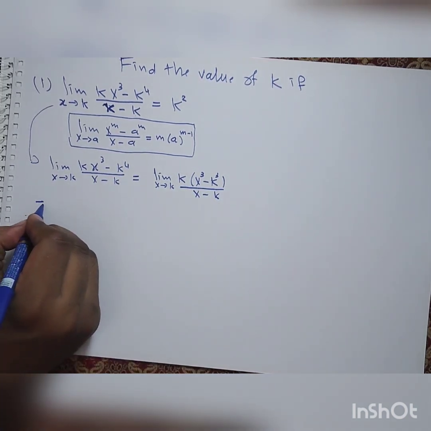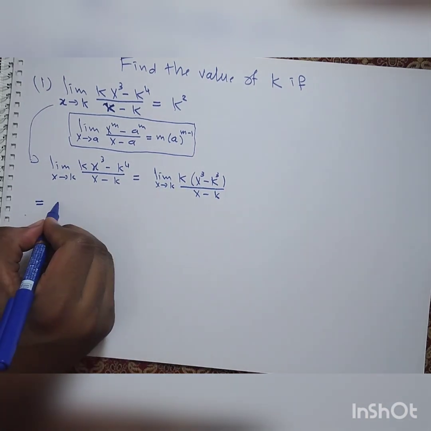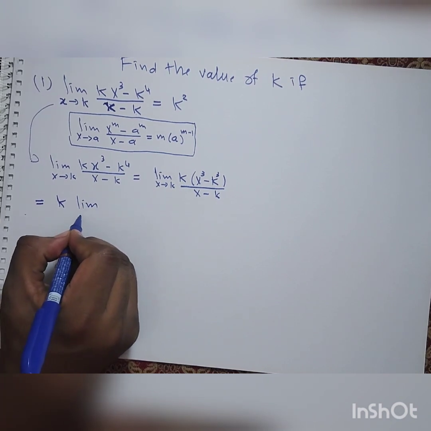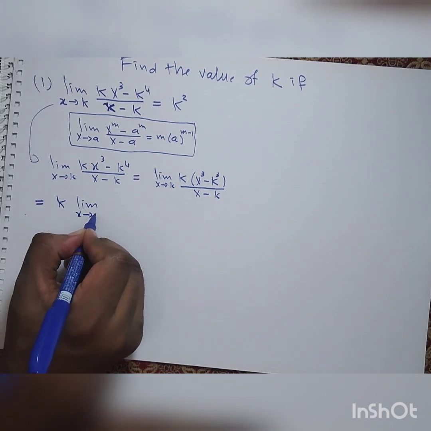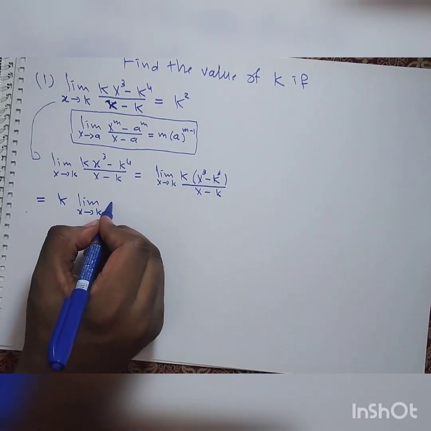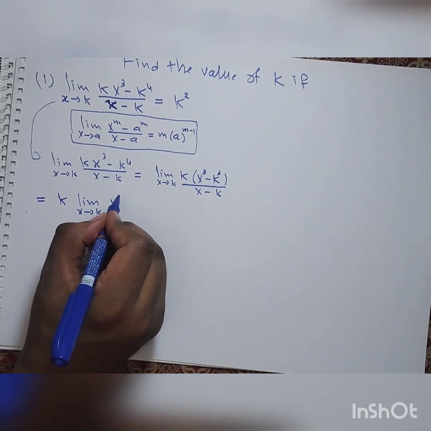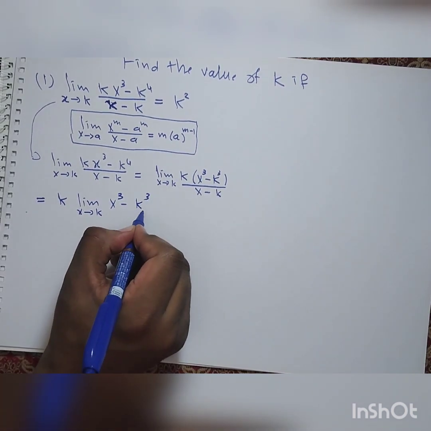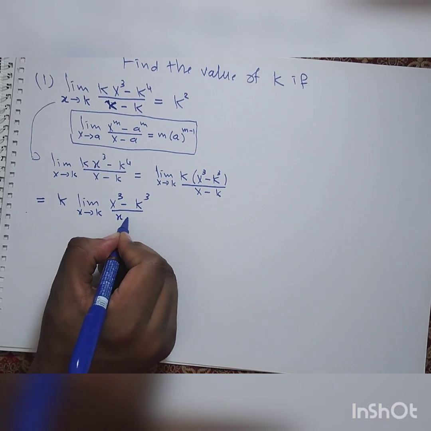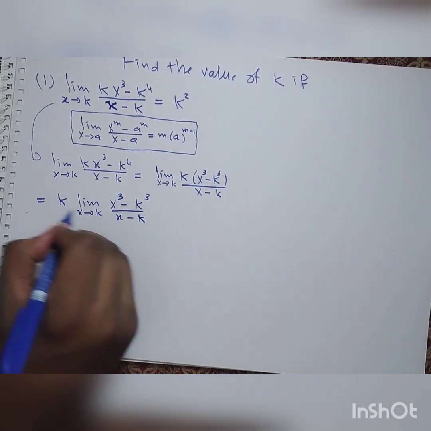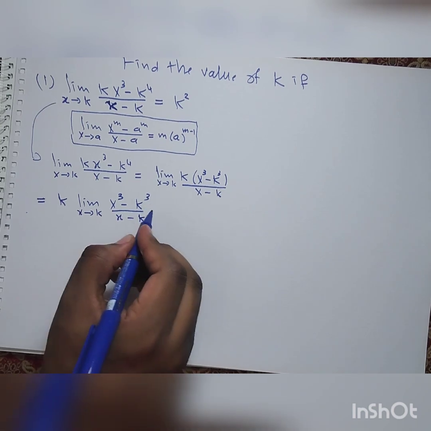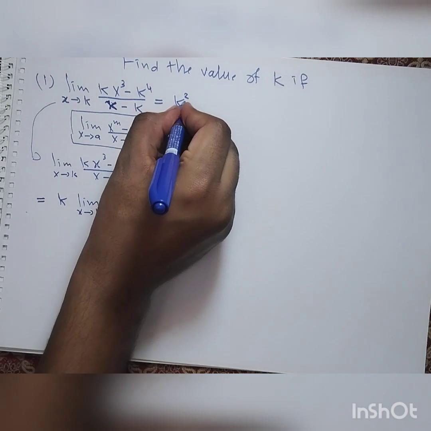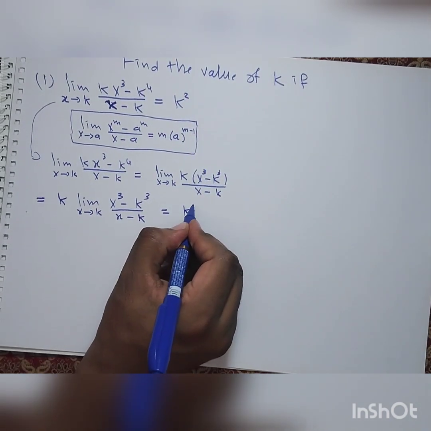That will be equal to, since k is a constant, we can take it out of the limit, as the limit does not depend on k. Then we have k times the limit as x goes to k of (x cubed - k to the power 3) all divided by (x - k). Now we can apply our rule. Everything here, of course, is given to be equal to k to the power 2, right?